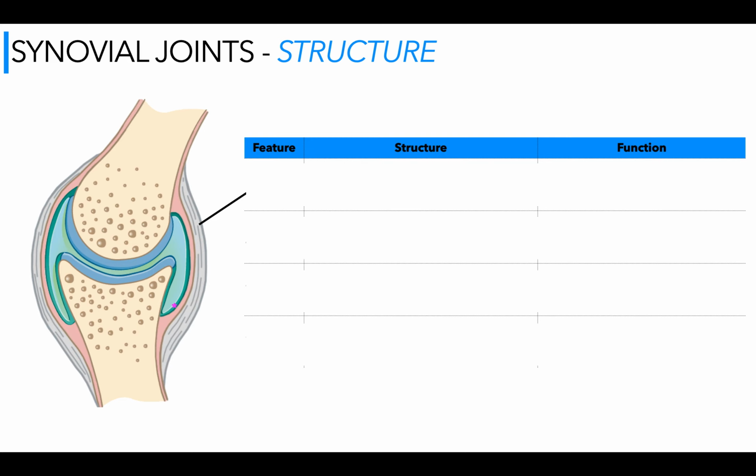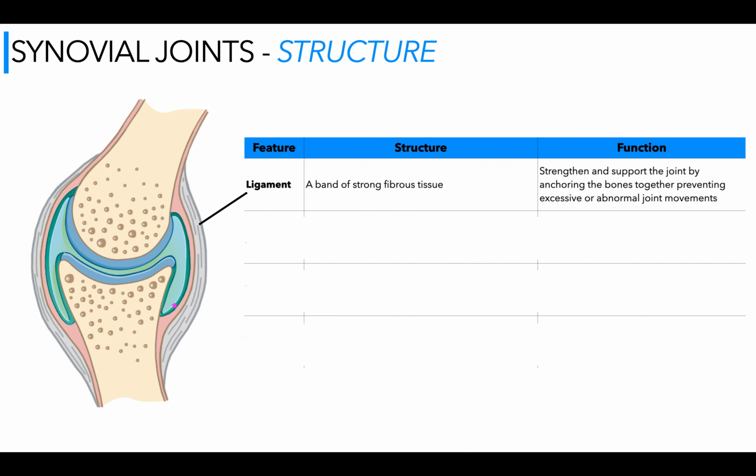First of all, right here, we have the ligament, and how we would describe its structure is a band of strong fibrous tissue. Its function is to strengthen and support the joint by keeping the bones together and preventing excessive or abnormal joint movements, as this would obviously lead to injuries, and it is still quite common to get ligament injuries.